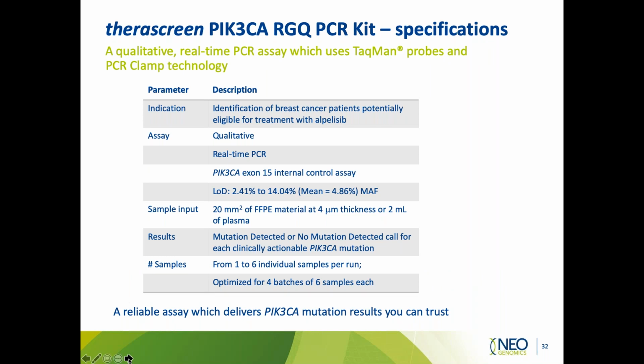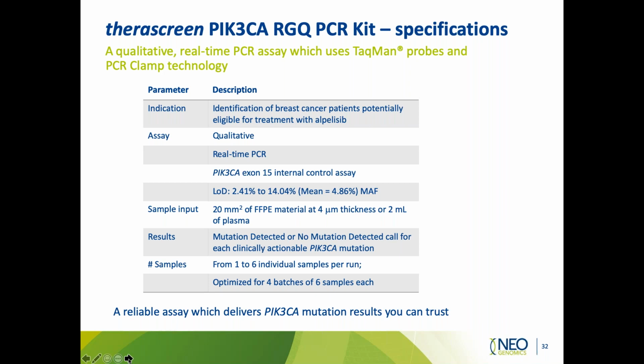It's an RGQ PCR kit. It's a qualitative assay. It uses TaqMan probes and PCR clamp technology that enhances mutation detection. So, as we've been talking about, it's for the identification of breast cancer patients potentially eligible for treatment with alpelisib, and it's a qualitative real-time PCR assay. It obviously includes a control, and it's relatively sensitive. The level of detection depends on the genes identified, but the mean mutation allele frequency is about 5%.